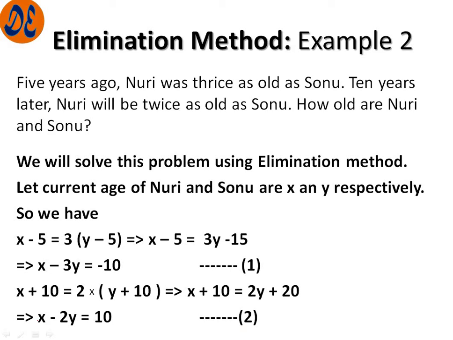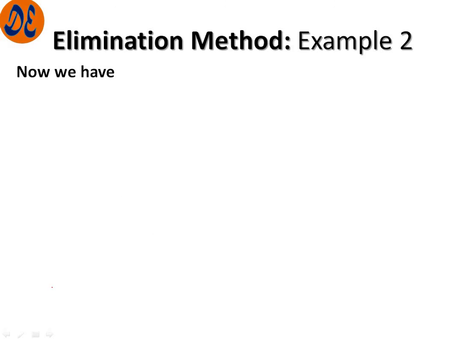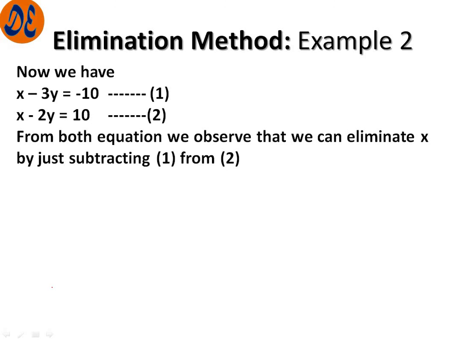So we have got two equations, equation 1 over here and equation 2 over here. Now if we see both the equations, x in both has the same coefficient, so we don't need to multiply these. If we are eliminating x, we can just subtract equation 2 from 1 or 1 from 2 and get the value of y. So let us check. This is the first equation, this is the second equation. We can eliminate x by just subtracting.